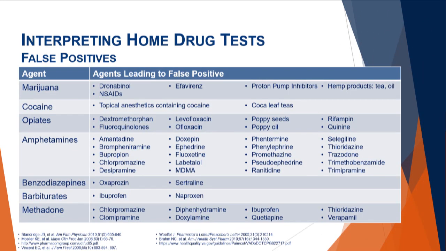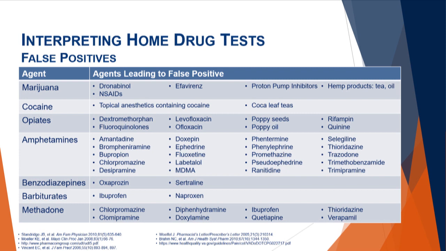And here are some examples of various agents that can lead to false positives for certain classes of substances of abuse. This is not a comprehensive list by any means, but just highlights the very complex nature and multiple things that can cause false positive results.